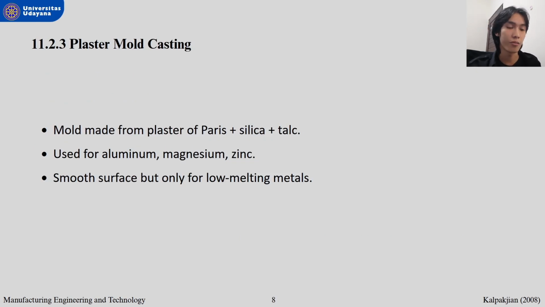Next is plaster mold casting. Plaster mold casting is a process that uses plaster of Paris mixed with silica and talc as the mold material. It provides a smooth surface and fine detail, but is limited to low melting point metals like aluminum and magnesium. So this process is suited to metals like aluminum and magnesium.